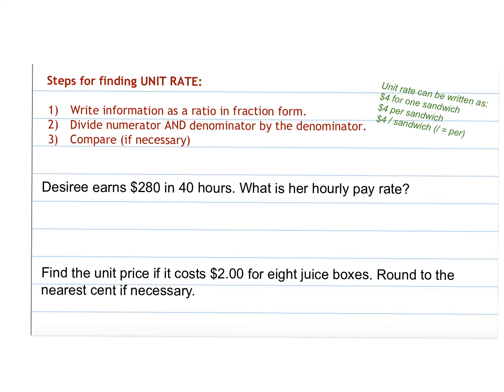So these are our steps for finding unit rate. These would be important to write down in your notebook. We write the information as a ratio in fraction form. We divide the numerator and the denominator by the denominator, and then we compare if necessary.